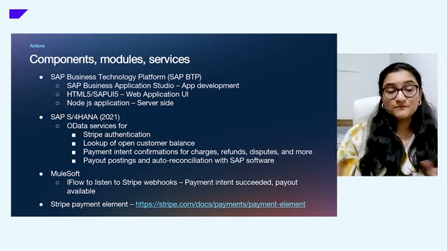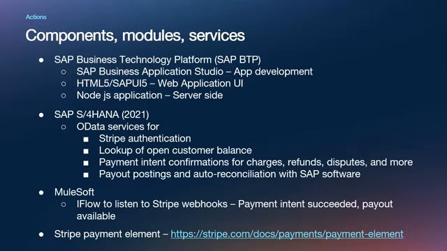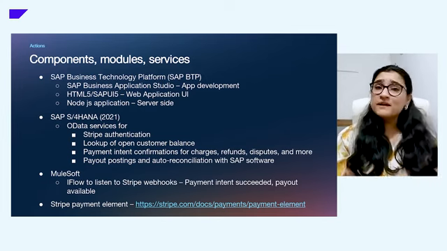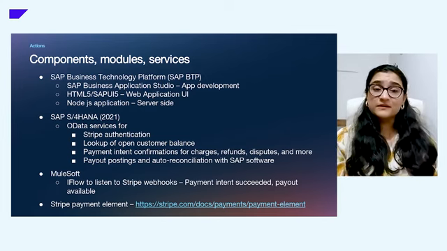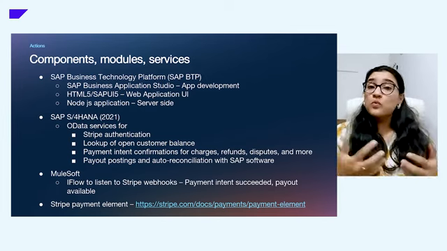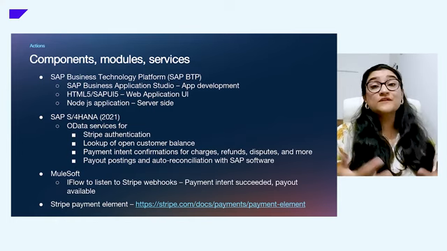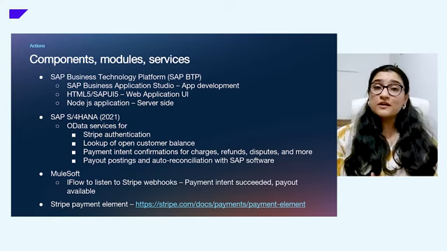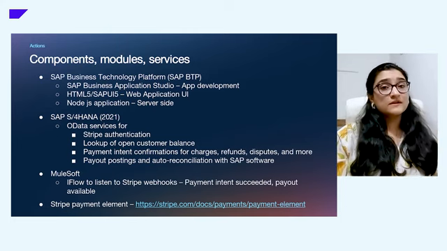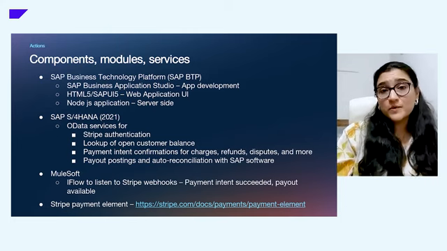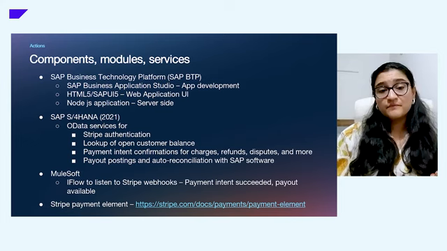We also created a Node.js application using Business Application Studio, which works as a server-side application in this particular solution. S/4HANA 2021 mainly was leveraged to create the secure OData services that would ultimately talk to the Stripe server via Business Technology Platform. The main 4 services that were delivered and went live were, first, one service specifically designed for the Stripe authentication, the secure communication between the S/4HANA server via the Node.js server application to the Stripe server.